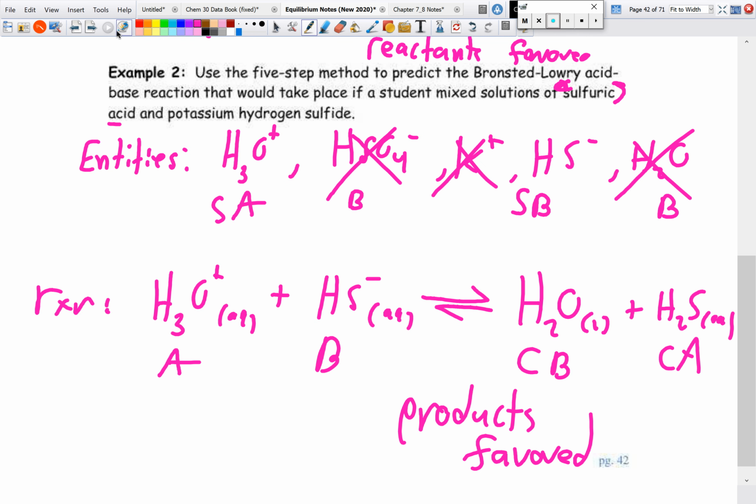All right, and once you get it done, it should look something like this. So our entities, because sulfuric acid is one of our top 6, we had H3O+, and of course the conjugate base. We had our potassium hydrogen sulfide, and of course our water. Now, of course, our strongest acid present was hydronium. That's why you'll notice I don't have this can act as an acid, just because hydronium is the strongest acid there is. So that means this can act as a base, hydrogen sulfide can act as a base, or water can act as a base.